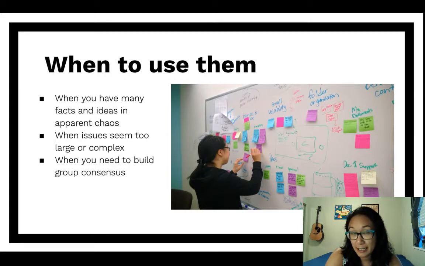An affinity diagram is also a great way to build group consensus, meaning if you need to get a lot of people on board and agreeing with particular points or trends or ideas, having everyone participate in creating this together will help create consensus and buy-in and help people agree with each other before they move forward with a product design.